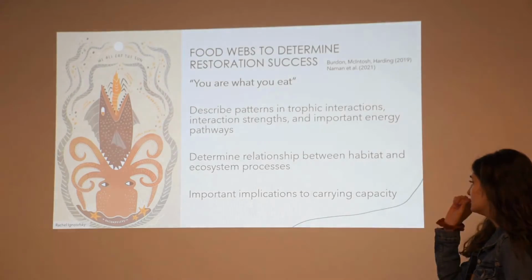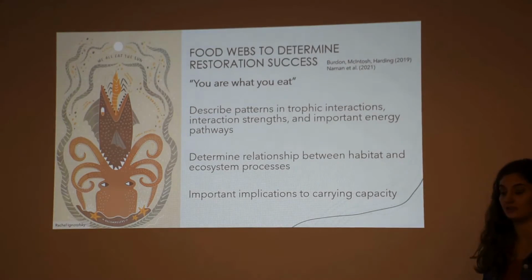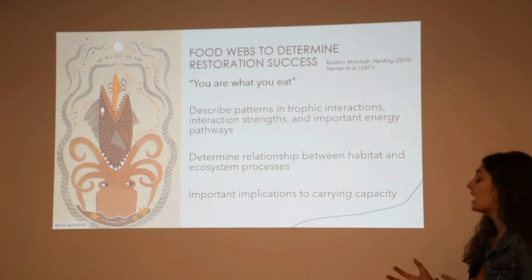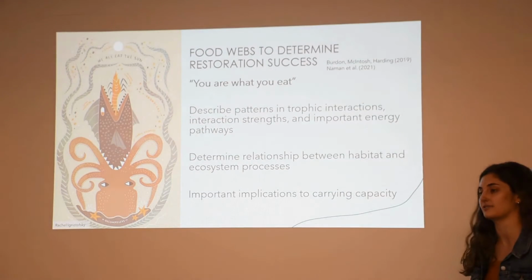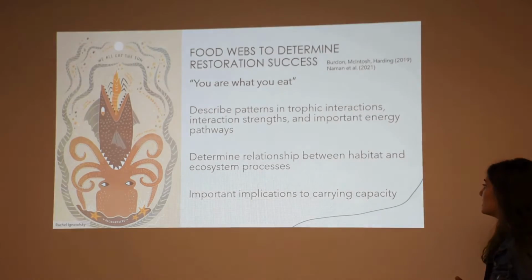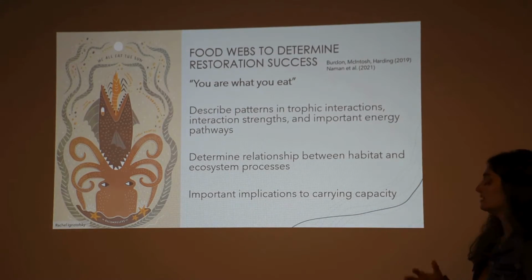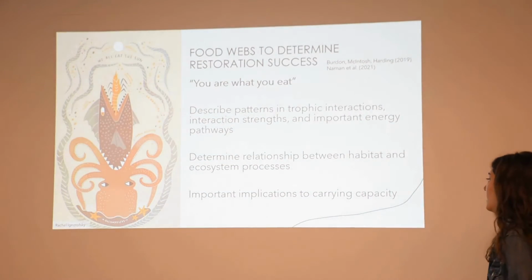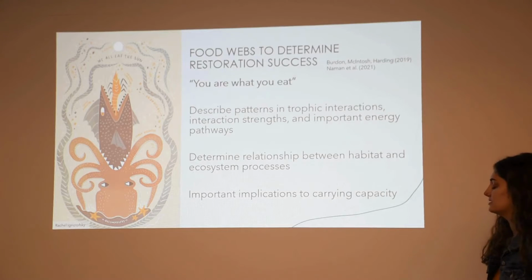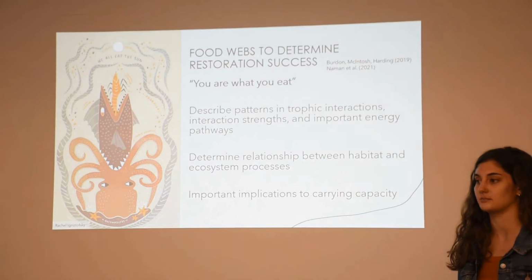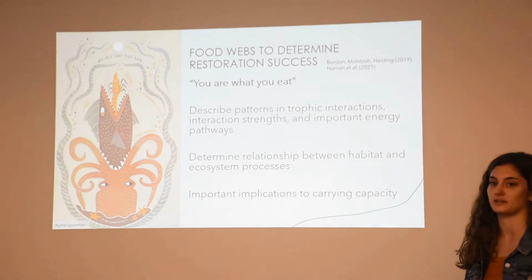Food webs help to describe the pattern of different trophic interactions. You can also determine the strengths of these interactions and then learn the energy pathways if they're coming from terrestrial or aquatic sources for these systems. You can also determine relationships between the actual habitat and the ecosystem processes that are happening within the habitat. So this all culminates into important implications in the carrying capacity of the system, which is one really important aspect of fisheries management.